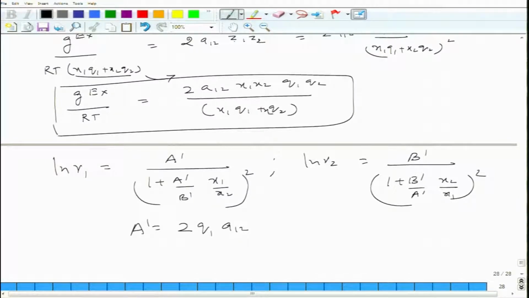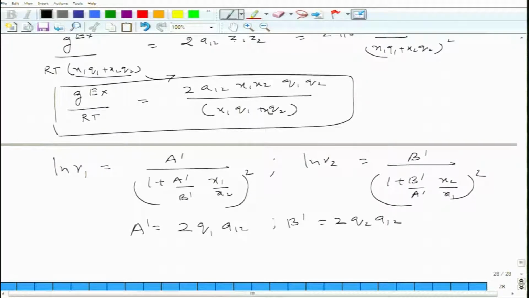So, indeed, A12 is an interaction energy, and Q, what was Q? Basically Q is the effective volume of the molecule. So, not the volume ratio, whereas Z is a volume ratio. Okay. So, A dash is 2 Q1 A12, whereas B dash is 2 Q2 A12.